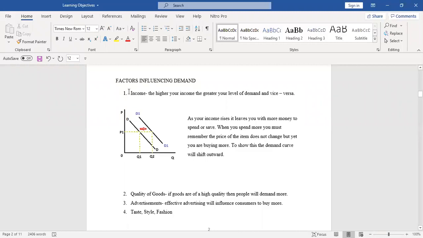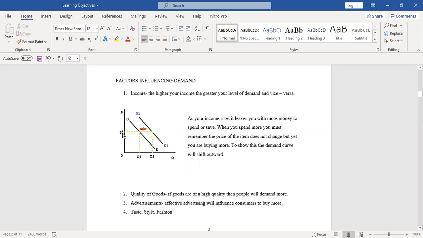So as your income rises, it leaves you with more money to spend or save. When you spend more, you must remember that the price of the item does not change. Remember, what has gone up is your income. That had no effect on the price of the item. The company that's making the item and selling it, they're still selling for the same price. What has changed is your income, the amount that you have to spend. So when your income increases, the price does not increase. The price stays the same. It's just that you are able to buy more.